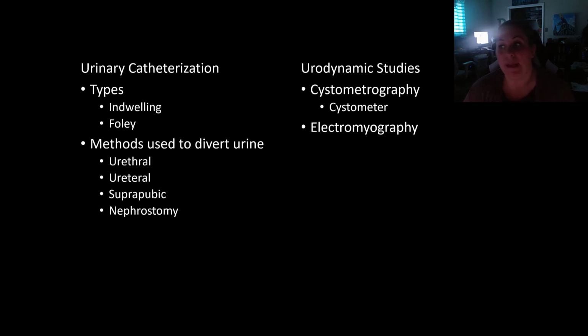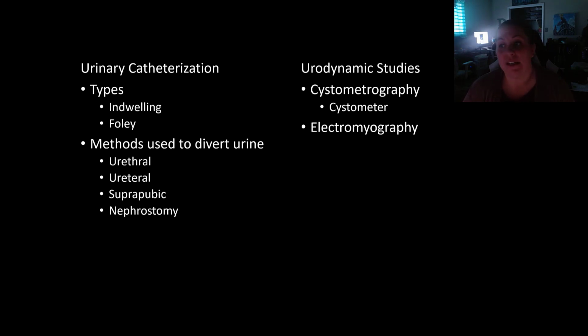Indwelling catheters are meant to be left in place for a prolonged period of time. So these are not going to be ones that you just get put in for a surgery and then once you are able to get up and walk to the bathroom by yourself that they take these out. These would be those that are going to stay for an extended period of time.